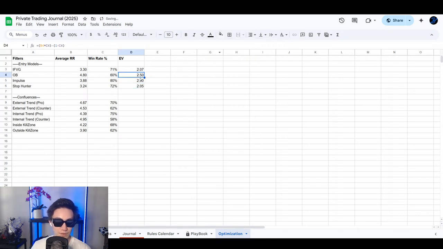Anyway, we'll highlight this because it's the biggest right now, but putting in sample size is something you need to consider. The sample size is too small, so the Impulse model would not be your ideal actual thing. Ideally, you'd be trading my OB entry model: 2.5 EV, 4.8 risk reward, 60% win rate. That's excellent right there. These are the confluences, which I already mentioned. And we can delete this.